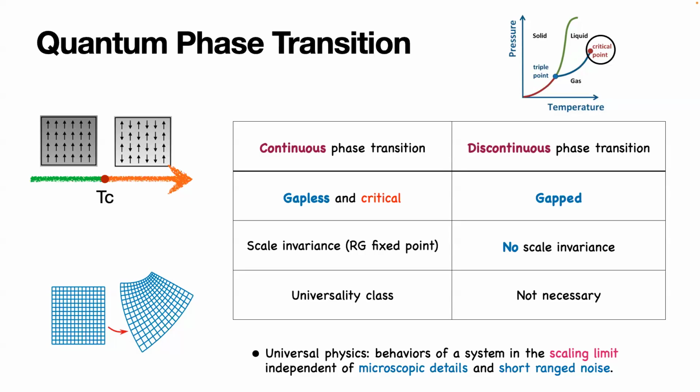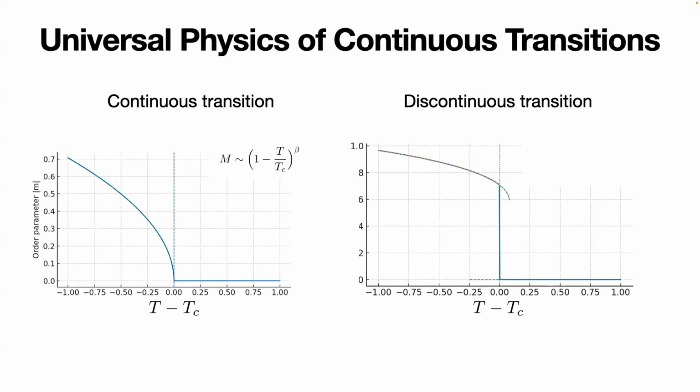Say the correlation function has power law behavior, and the exponent controlling the power law belongs to the universality class. So those exponents and power law behavior in the scaling limit are independent of microscopic details and short range noise. So they are the features of the thermodynamic system, which can be probed and measured in experiments in reality.